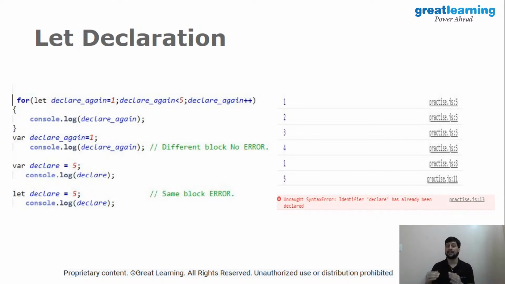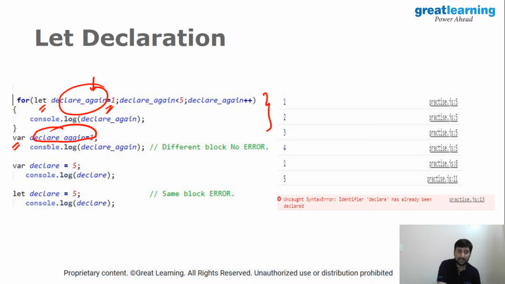What is the second thing? Declaration. If you talk about declaration, now if I'm declaring this one with the help of let, and I'm declaring this again with the help of var, what should be the answer? I'm declaring it here with the let keyword, and I'm declaring it again here with the var keyword. Should it be an error, or should we get an output, meaning it doesn't throw us an error? Quickly write in the chat.